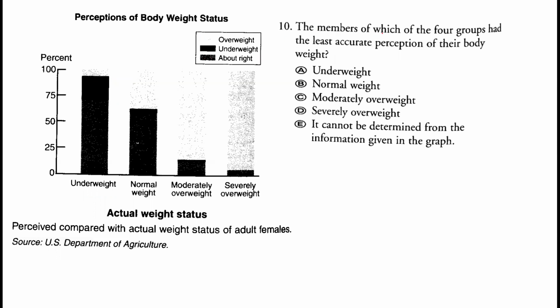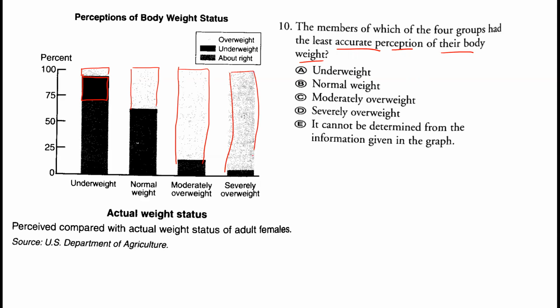Now, the members of which of the four groups had the least accurate perception of their body weights? So, least accurate perception of their body weight. So again, these are your graphs. There's a slight misprint. So the members of which of the four groups had the least accurate perception of their body weight?